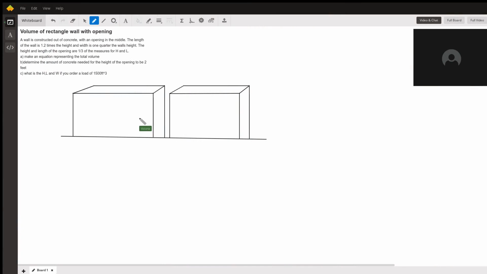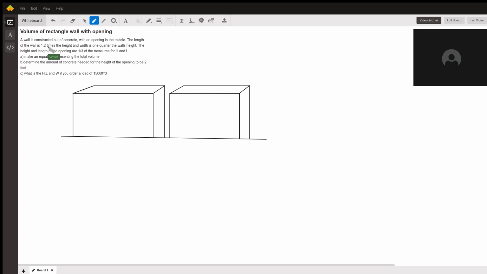We're going to answer the question about the volume of a rectangular wall with an opening. And in case you haven't worked with concrete, this is a real-life problem, because you have to call the concrete truck company and tell them how many cubic feet or cubic meters or cubic yards of concrete you need them to bring out to build your wall.